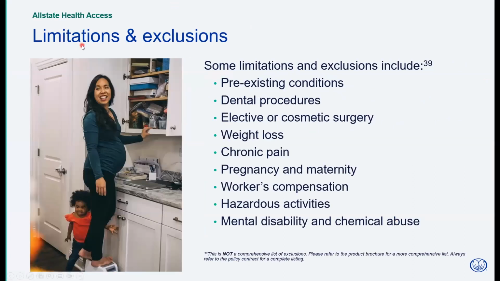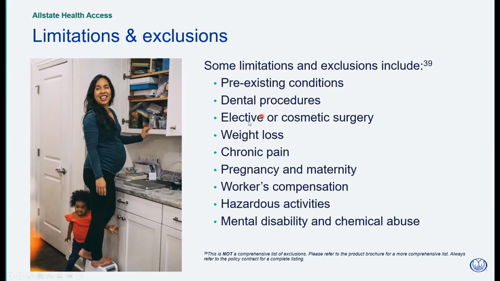Now, there are, of course, limitations and exclusions. Right here, I just listed some. If you want to have the complete list of the exclusions, all you need to do is go on to allstatehealth.com, go to the marketing materials, look up the brochure for the appropriate state, and in the very back of that brochure, you will find all of the limitations and exclusions. Of course, pre-existing conditions are not covered for the first 12 months. After 12 months, they may be covered. But for the first 12 months, they are not covered.